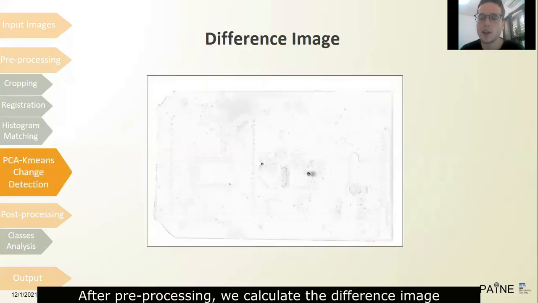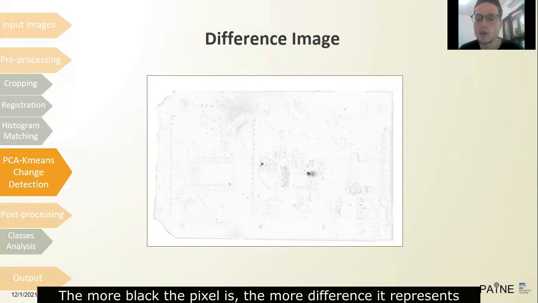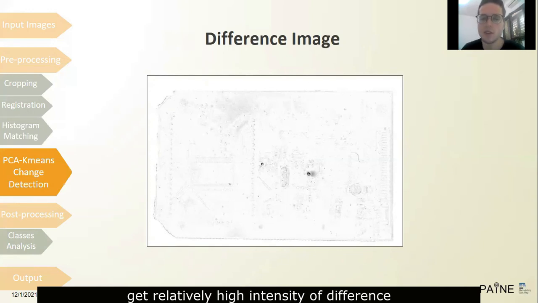After pre-processing, we calculate the difference image. The more black the pixel is, the more difference it represents. As you can see, besides the true defects, some shadow and noise get relatively high intensity of difference.